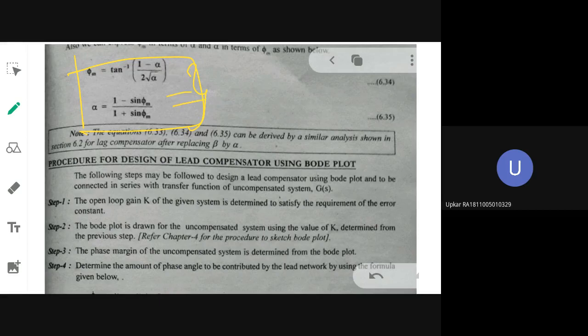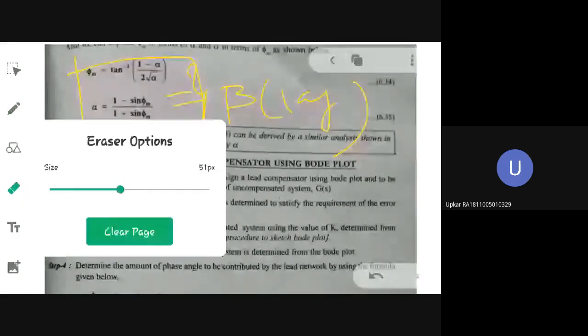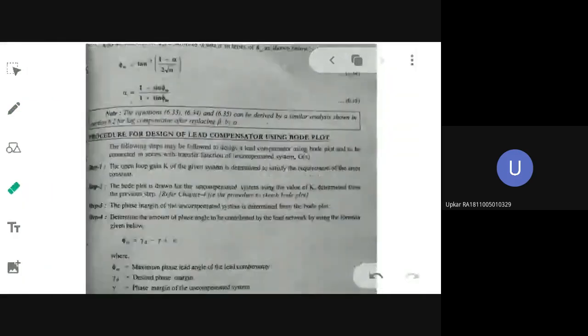In the lag compensator, this is equivalent to beta. In the same way you are doing the derivation here also. If it is a lag compensator, it will be beta; if it is a lead compensator, here it will be alpha. That is why I am skipping the procedural steps, but you should remember the formula. Alpha or beta is equivalent to 1 minus sin phi m divided by 1 plus sin phi m. Make a note of these formulae because you will use all of them in the problem. So this is all about the theory part. Let us discuss a problem.